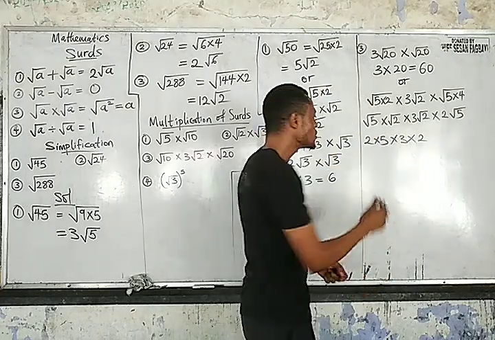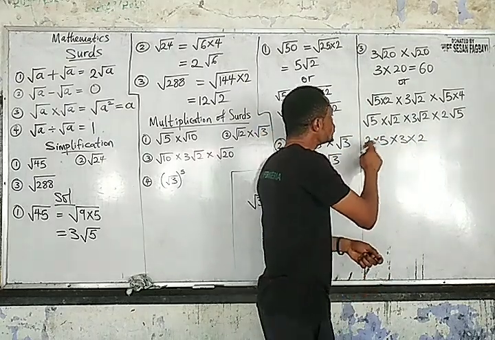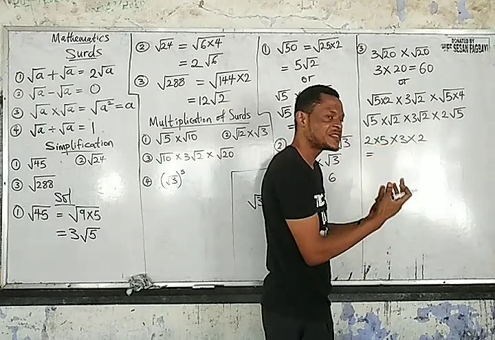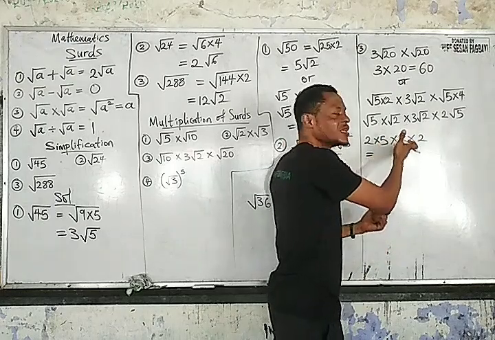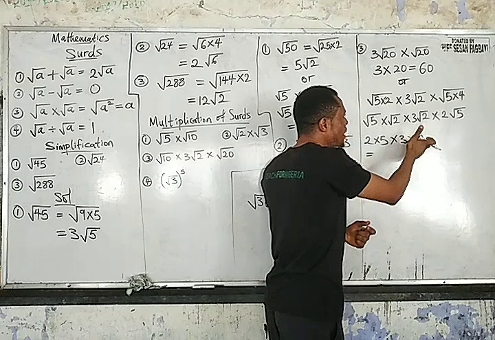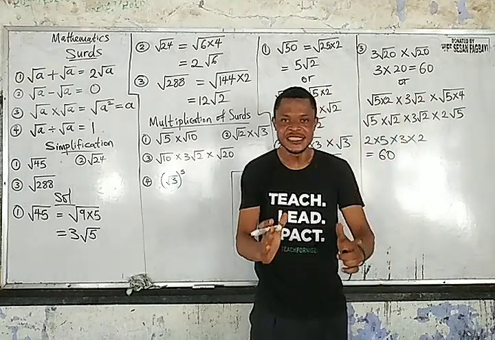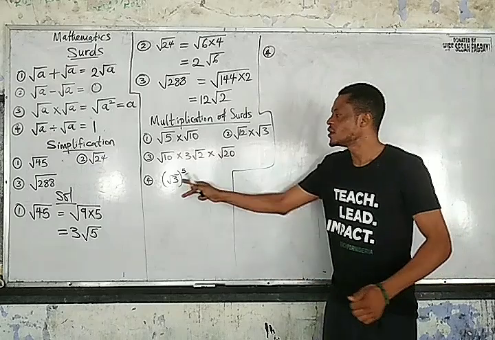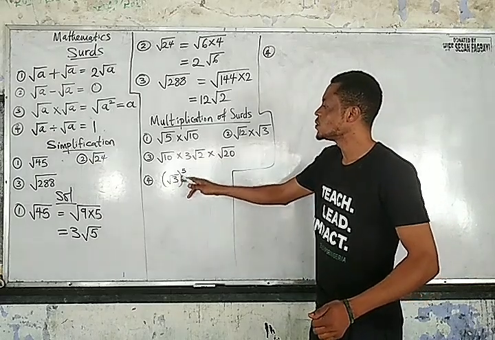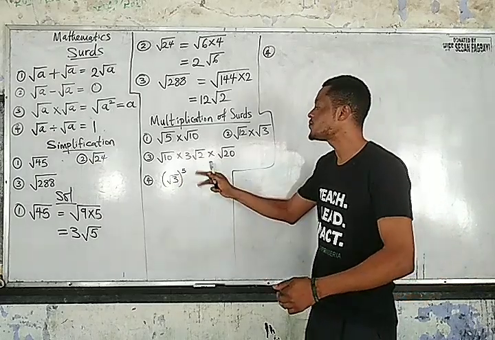Then let's carry out the whole process together. 2 multiplied by 5, we have 10. 10 multiplied by 3, 30. 30 multiplied by 2, we have 60. 60, 60. Easy.